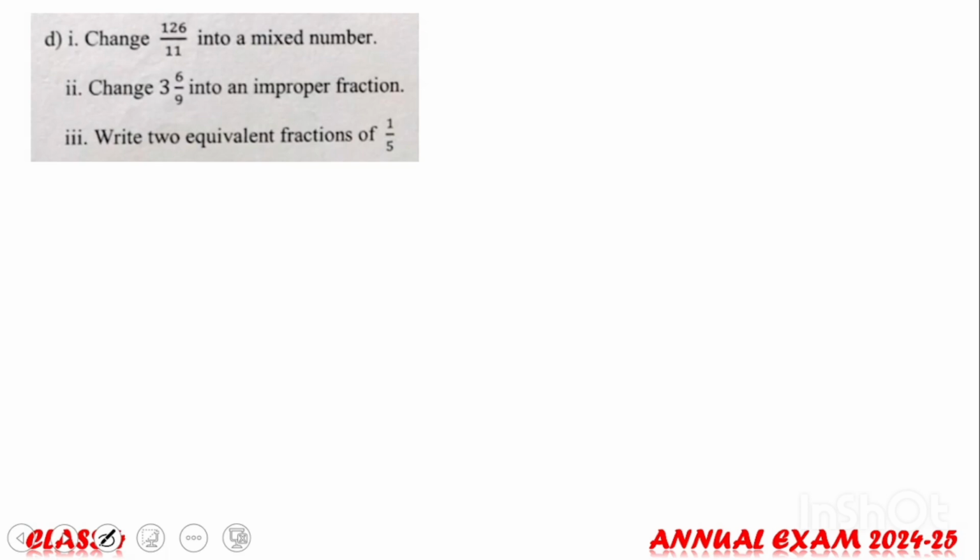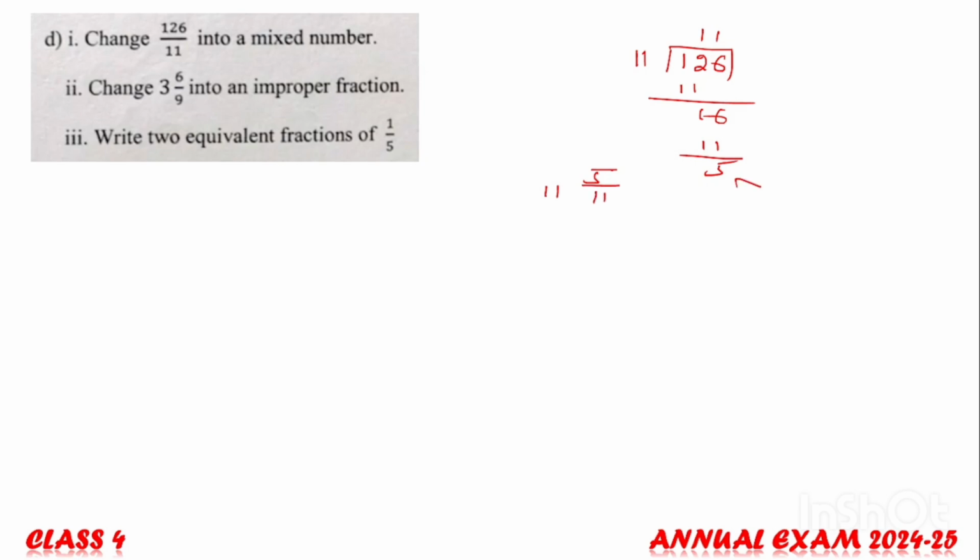Change 126 divided by 11 into a mixed number. Okay, how to convert into a mixed number? Simply we divide 126 by 11. 11 1s are 11, 16. 11 1s are 11, 5. So we can write 11 whole 5 by 11, where this is the whole part, this is the numerator, and this is the denominator.